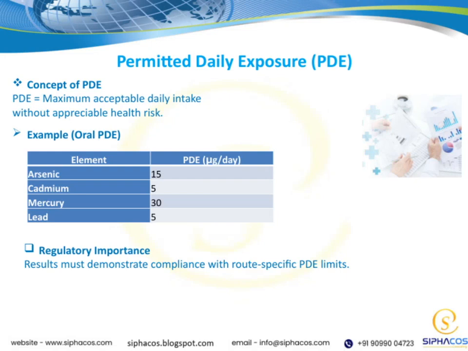When we talk about regulatory importance, it's all about meeting strict safety standards. Results have to show compliance with specific PDE limits. That's permitted daily exposure. PDE tells us the maximum amount of a substance someone can be exposed to daily without significant health risks. For example, arsenic's limit is 15 micrograms per day, cadmium and lead are both set at 5, and mercury is allowed up to 30. These numbers guide us to keep products safe and compliant.